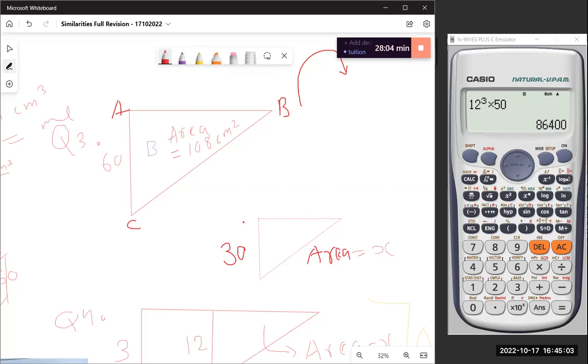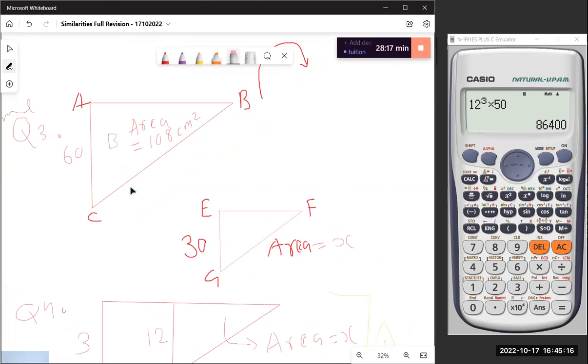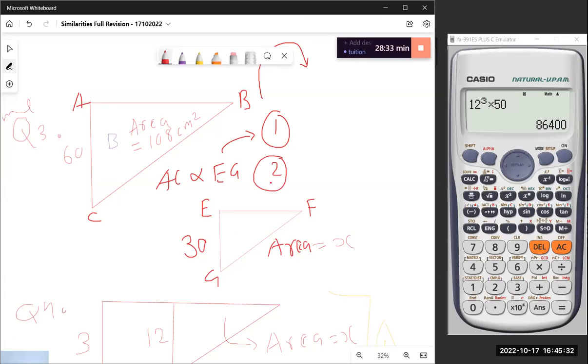So this is 30. Let's call it EFG. Now, AC is proportional to EG. That's what we know. So that means they're corresponding. We'll write AC is proportional to EG. That means they are corresponding sides. Now from here I can solve. What is the first equation? Safa, tell me. We always get two equations. What is the first one? Safa.